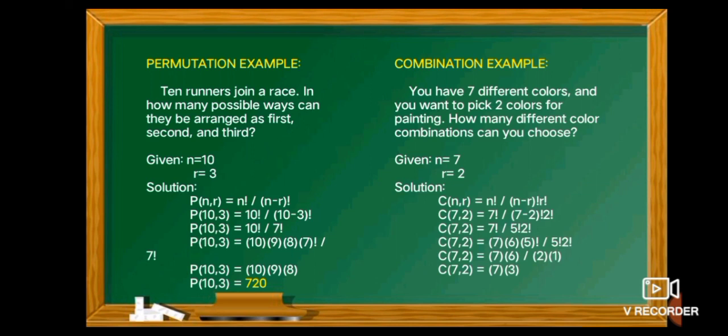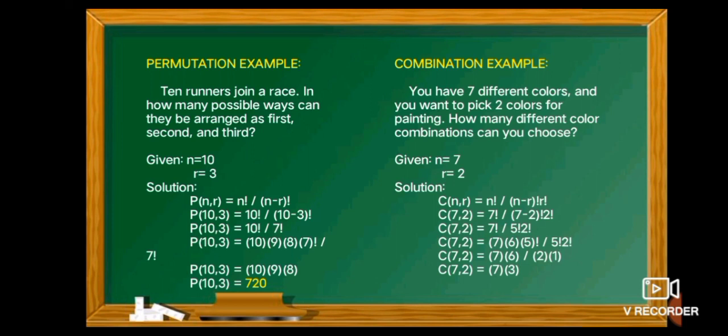Here's the solution. The formula is C(n, r) equals n factorial over (n minus r) factorial times r factorial. Let's substitute. C(7, 2) equals 7 factorial over (7 minus 2) factorial times 2 factorial. 7 minus 2 is equal to 5, and copy the 2 factorial.